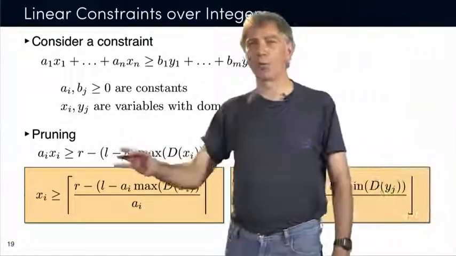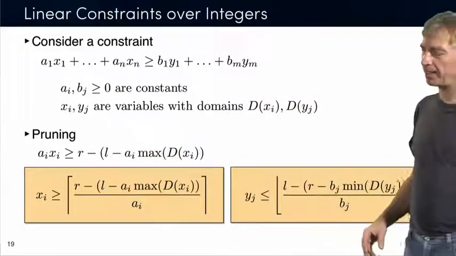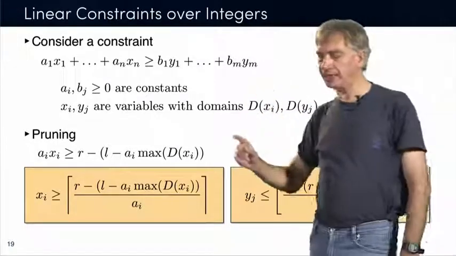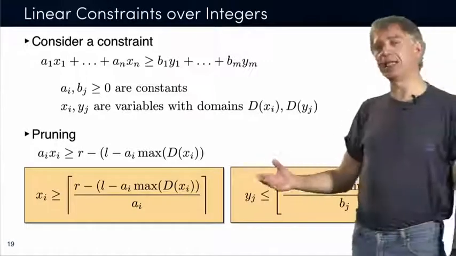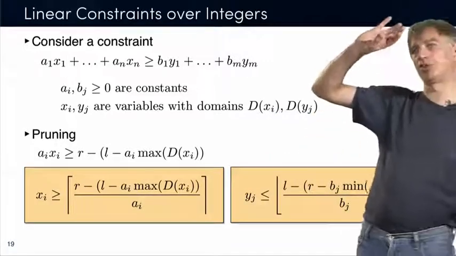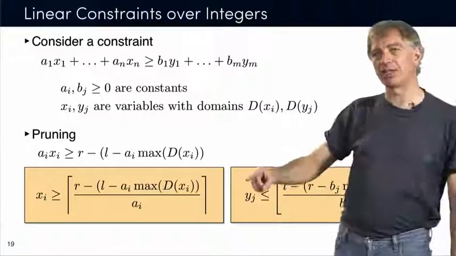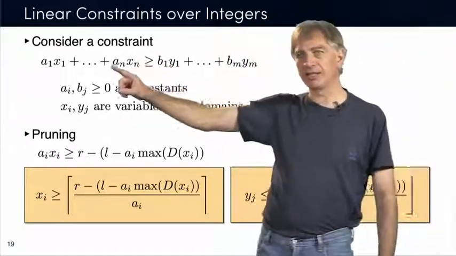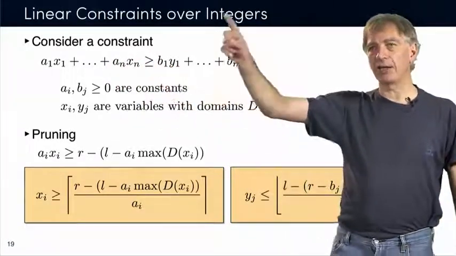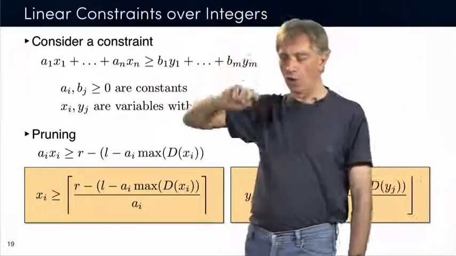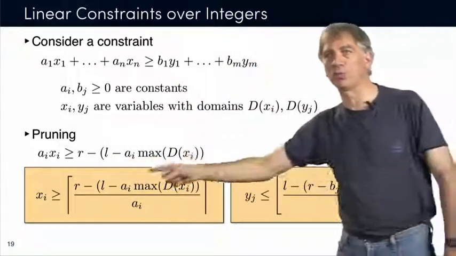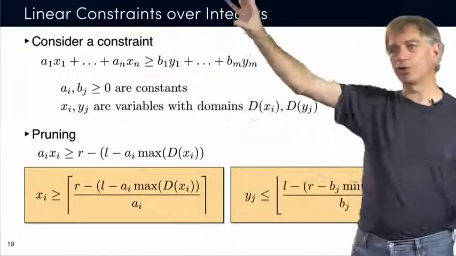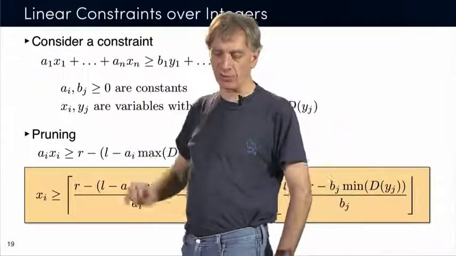And of course, for y I'm going to do exactly the same thing, except that I'm going to subtract the value of yj, and then divide by bj, and instead of taking the ceiling, I'm going to take the floor, and I'm going to update the upper bound of yj. So in a sense, I update the lower bound of the x's and the upper bound of the y's using these two very simple rules that can be computed efficiently, which essentially, as I told you, use the largest value in the domain of xi and the smallest value in the domain of yj.